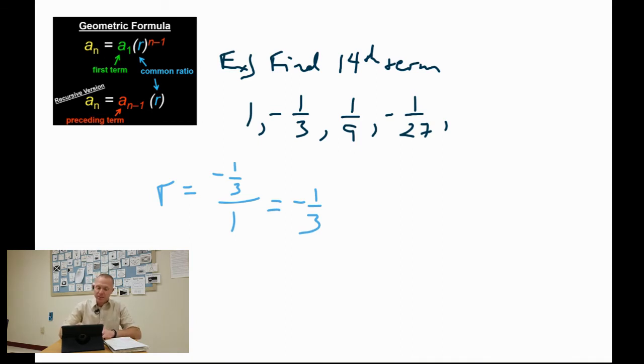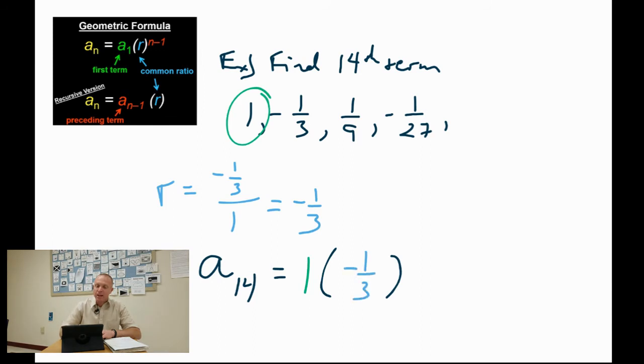So that means I can find the 14th term. We'll call it a sub 14. And when I plug into the formula, I just need the first term. The first term is 1. I need the common ratio. Okay, we found that to be negative 1/3. And then I need an exponent. Now the exponent's going to be n minus 1. Check that. It's going to be 14 minus 1. N equals 14. And so we end up with, of course, an exponent of 13. We actually end up with negative 1/3 to the 13th power.